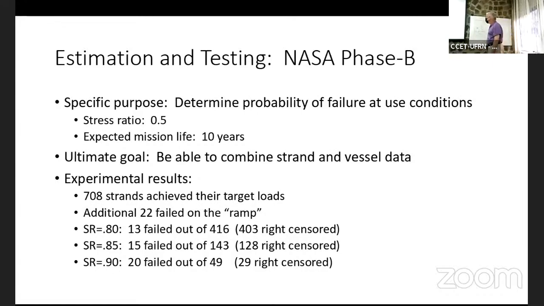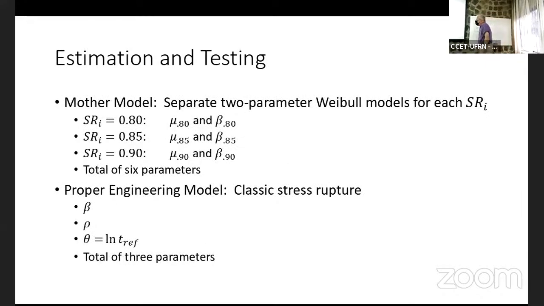Next slide, please. We can do another model. I can fit 2 parameter Weibull distributions for each one of those stress ratios. Perfectly legitimate. And frankly, that's going to give us the best fit to the data in terms of likelihood. And it turns out that the overall likelihood, because all of these are independent, the way we did the experiment, we independently allocated the test items to the stress ratios. We just restricted how many went to each one.